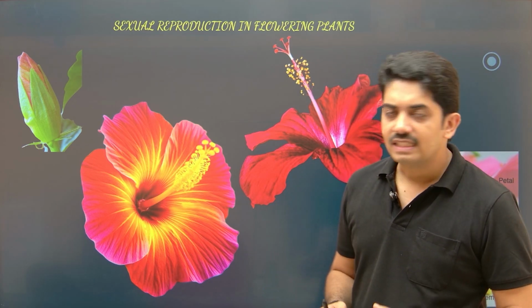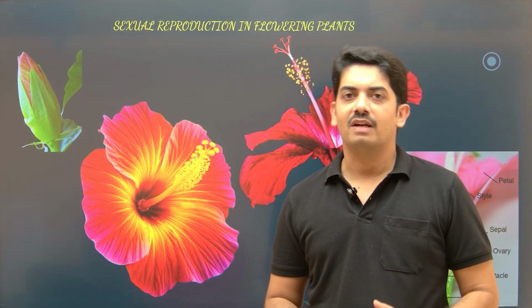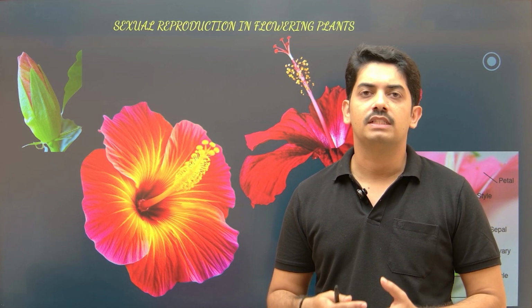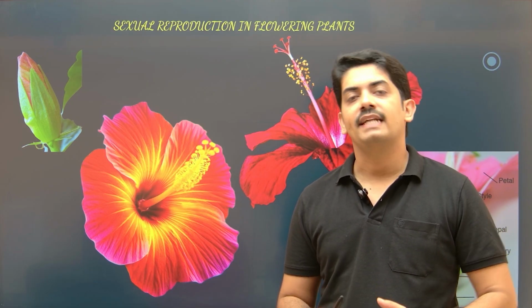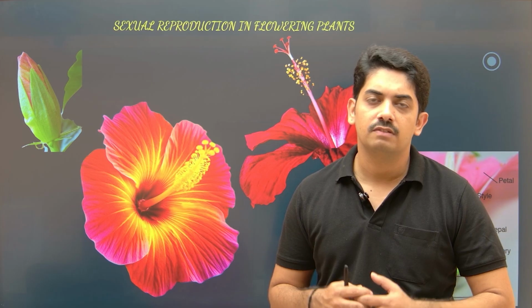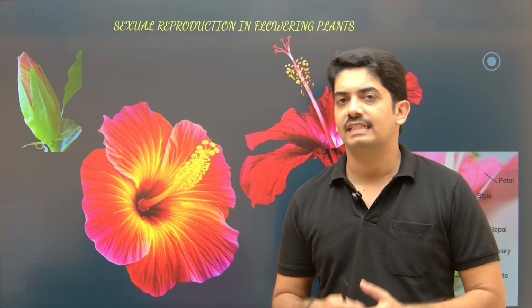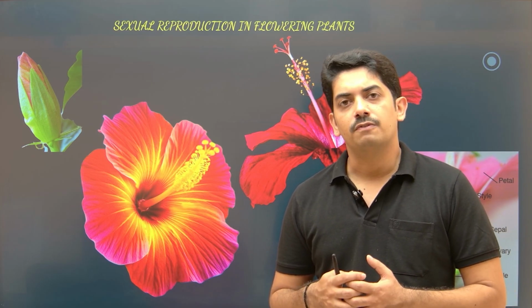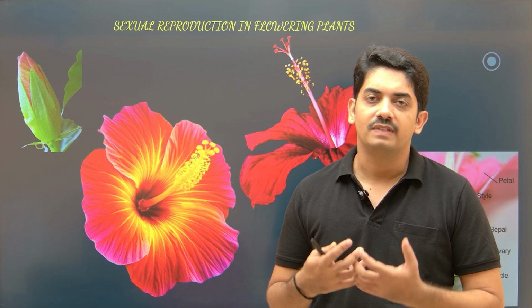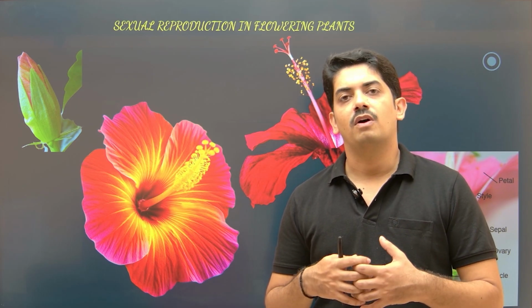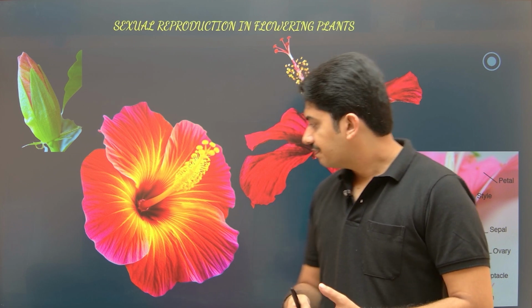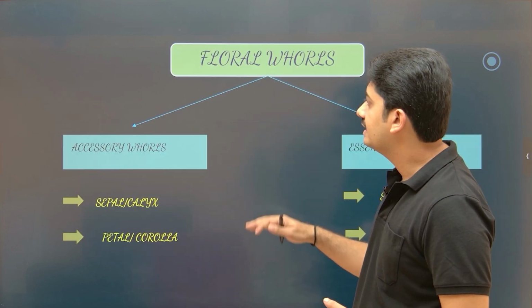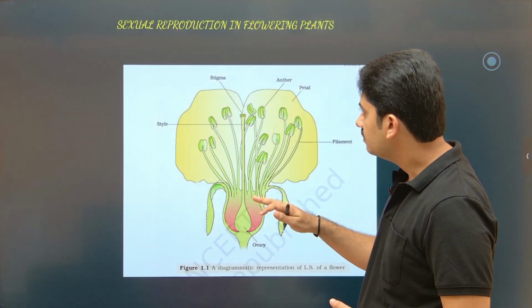So flower is a fascinating organ for all the organisms, even birds, animals, insects. They all like flowers because plants provide certain kinds of rewards when someone visits the flower, either in the form of fragrance, or in the form of nectar, or in the form of beautiful colored flowers. So this is how flowers are the fascinating organ.